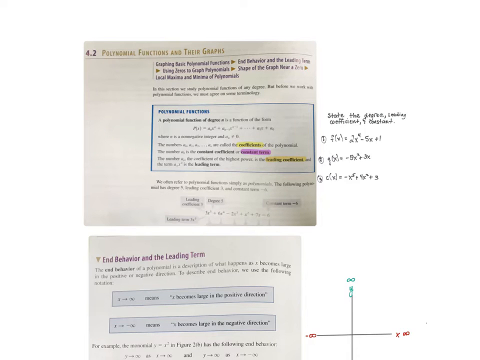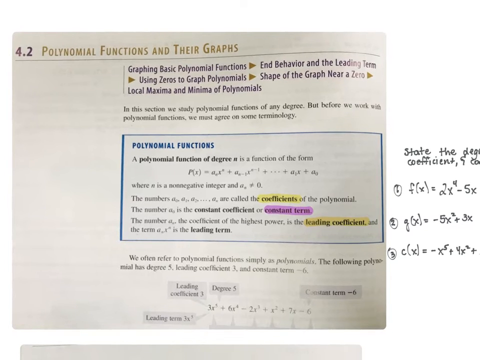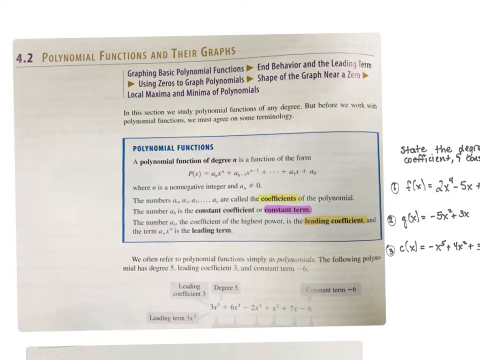All right, ladies and gents, this is section 4.2. We're talking about polynomial functions and their graphs. We have talked about polynomial functions a gajillion times. Polynomial just means many terms. We were just talking about quadratics a second ago. A quadratic is when you have x raised to the second power. So with polynomials, we're going to have x raised to bigger powers: third power, fourth power, fifth power.